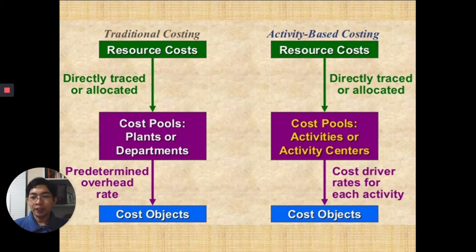Let us compare traditional costing with activity-based costing. In traditional costing, as we have discussed in job order costing, we only identify a single predetermined overhead rate. While in activity-based costing, because we assign cost to our product using different cost drivers, of course, we will arrive at multiple overhead rates depending on the activity that the company takes.